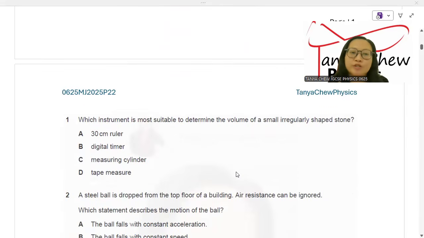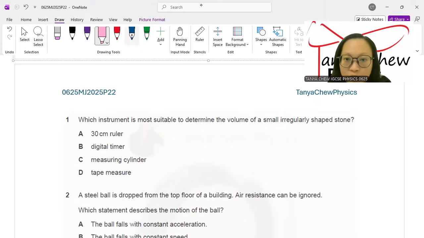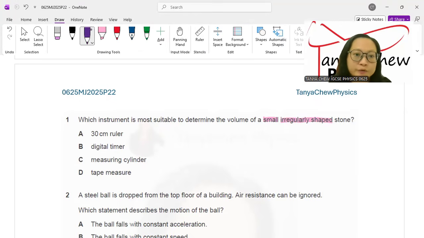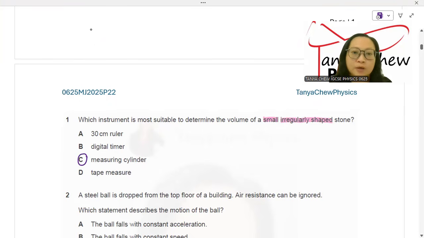Number one, which instrument is most suitable to determine the volume of a small, irregularly shaped stone? Now, if you want to determine the volume of the small, irregular stone, small is the keyword, and it is irregularly shaped, right? The best instrument to be used is your measuring cylinder, right? Because this is to measure the volume. So how do you do it?